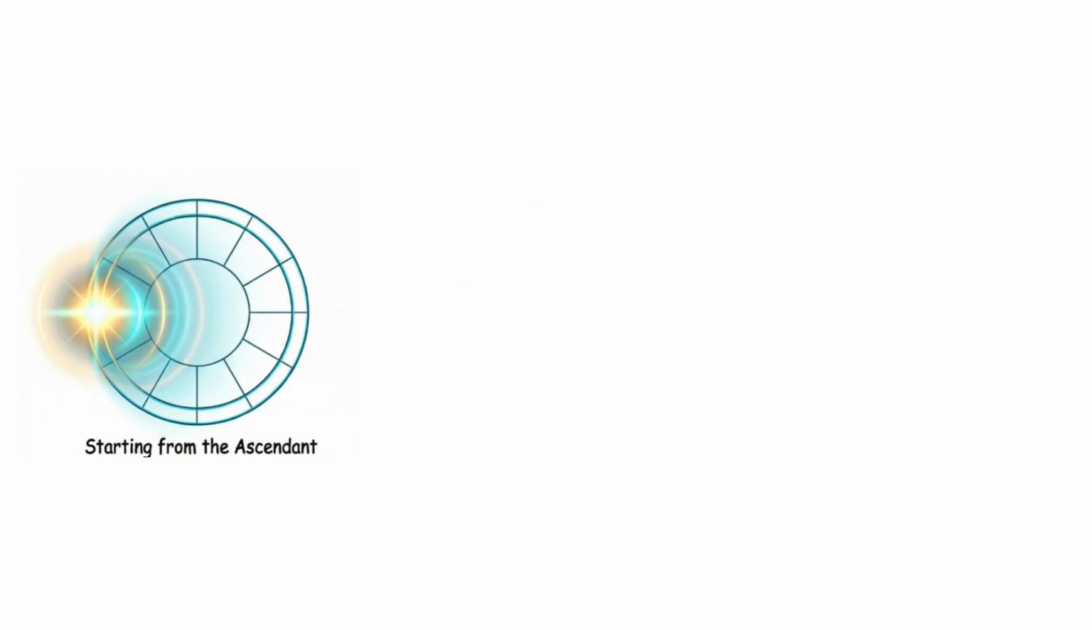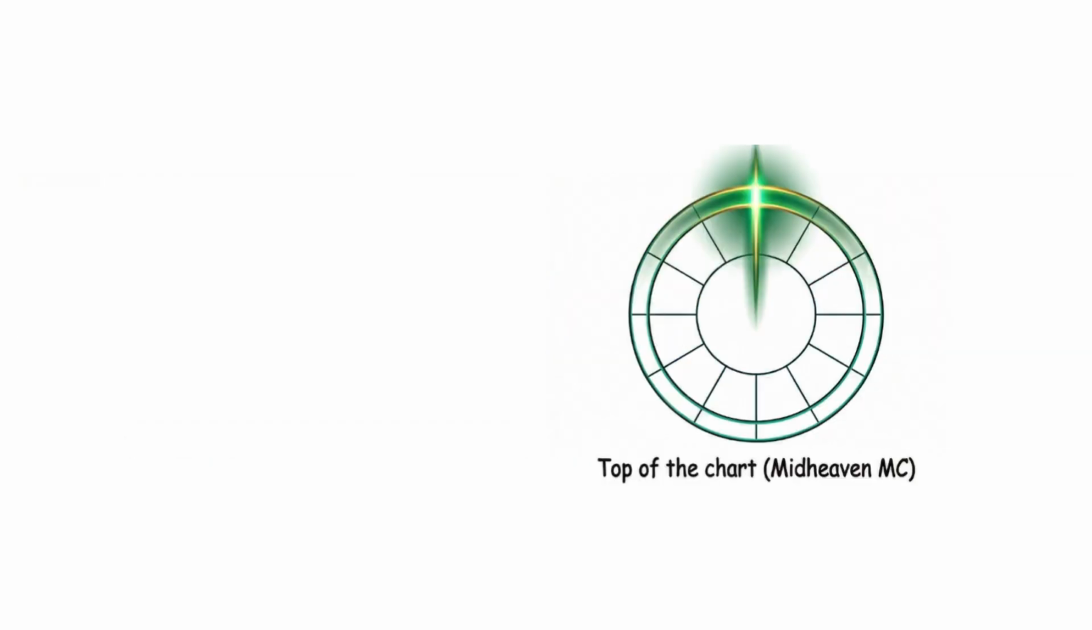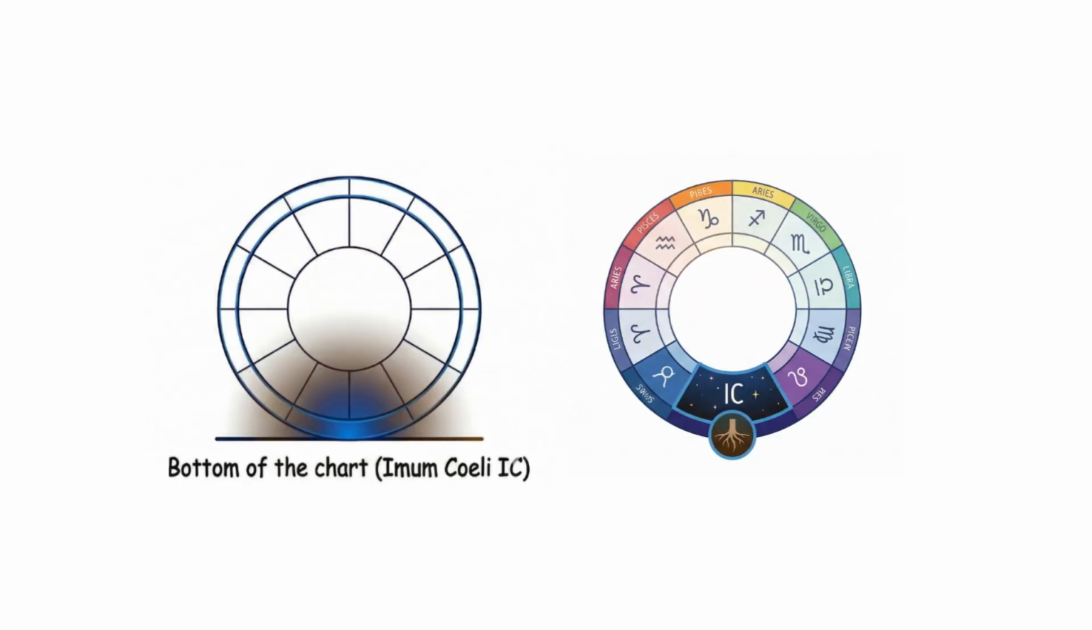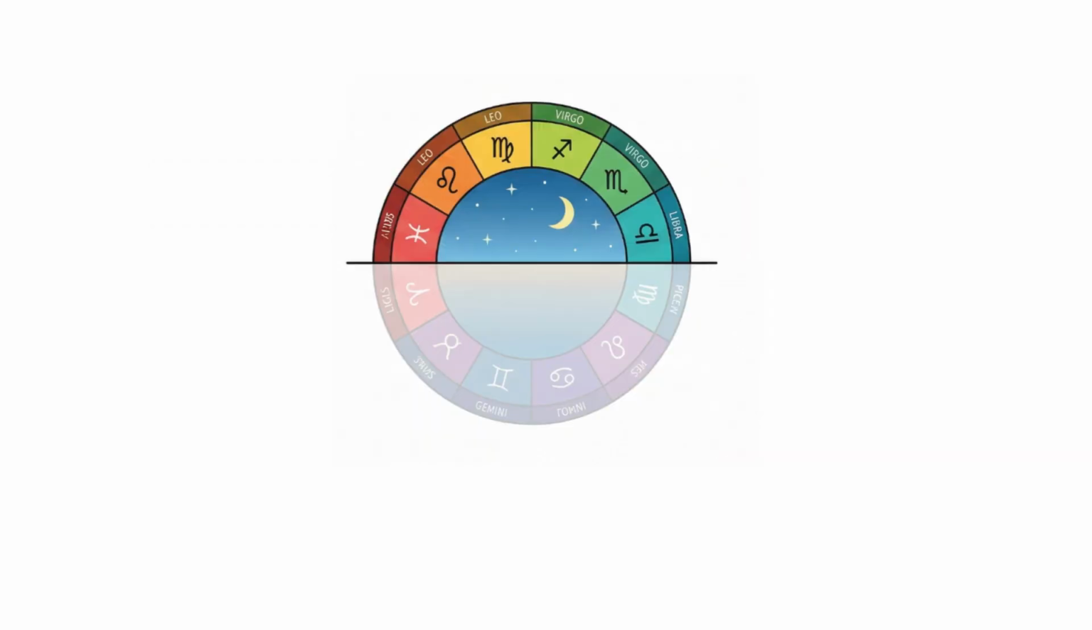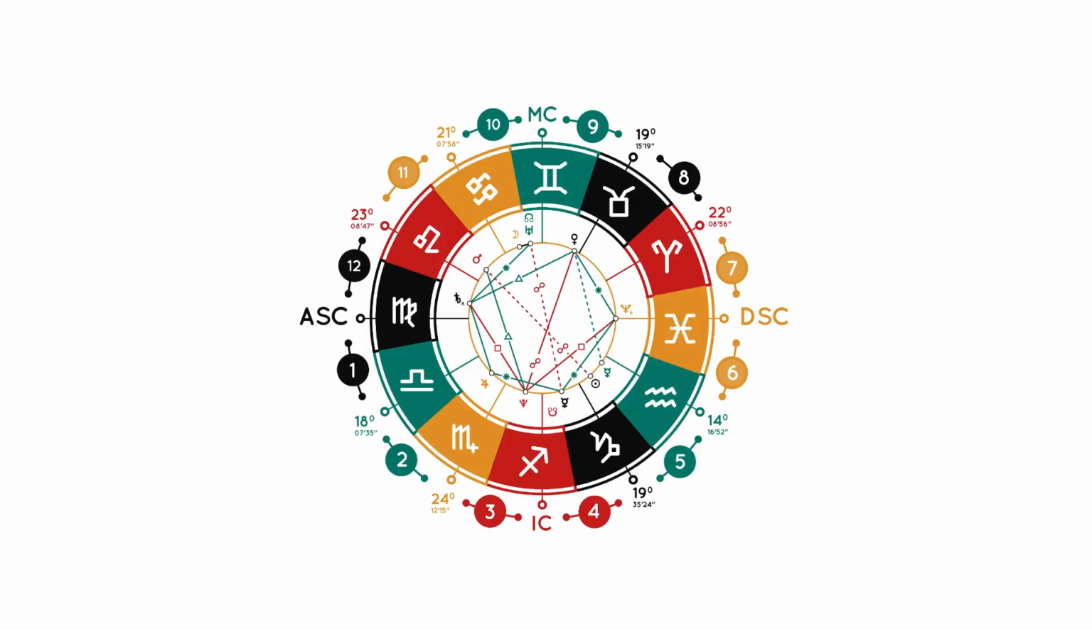From there, directly opposite the ascendant is the descendant, the western horizon, or what is setting. At the top of the chart is the midheaven, MC, representing the highest part of the ecliptic in the sky, and at the bottom is Imum Coeli, IC, representing what is underneath the horizon or the non-visible sky. But what do these houses actually mean in the chart?